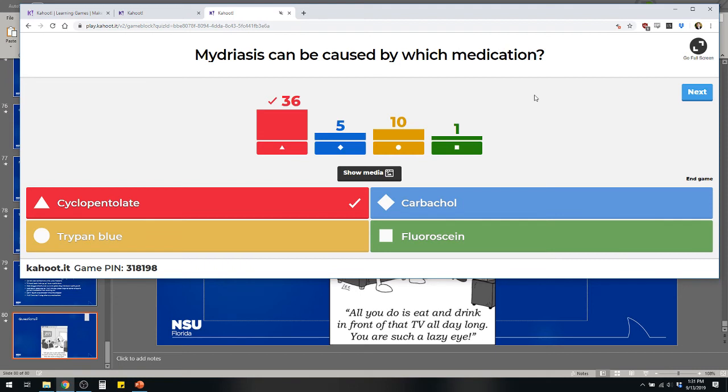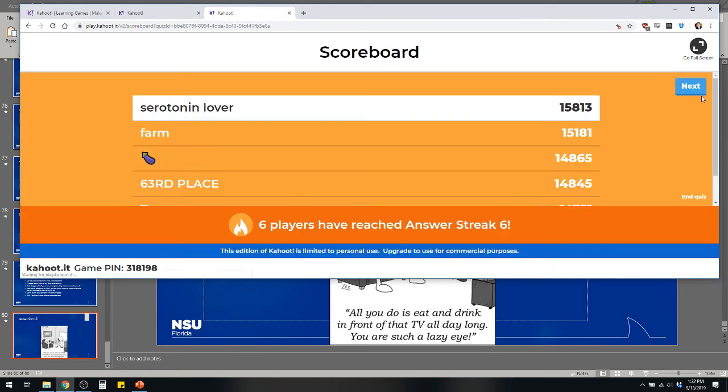Very good. Yes, cyclopentolate. Remember, that's a cycloplegic. How does it work? Anti-muscarinic, right? Blocking acetylcholine receptors to cause the pupils to dilate. Carbachol would do what? Cause miosis, right? It's going to be one of those acetylcholine receptor agonists in those cases there. Trypan blue and fluorescein are just staining medications, so that would not cause any issues with either mydriasis or miosis. Okay. Very good.